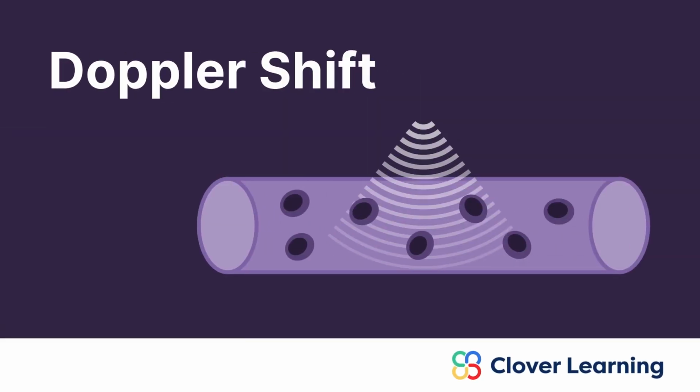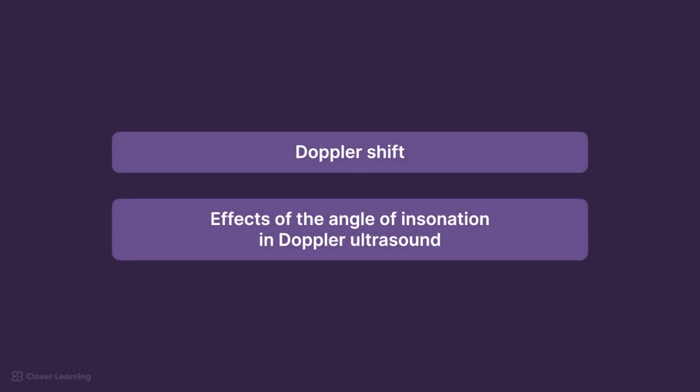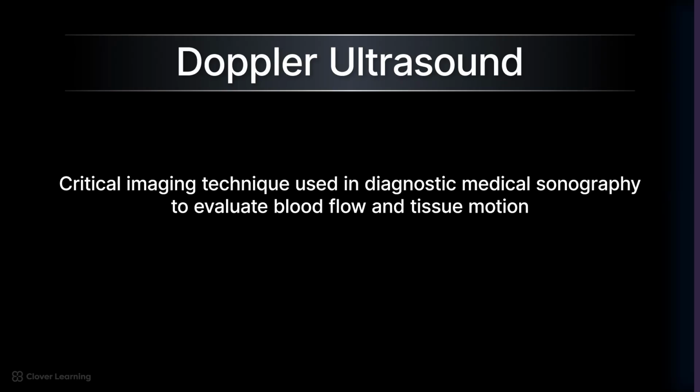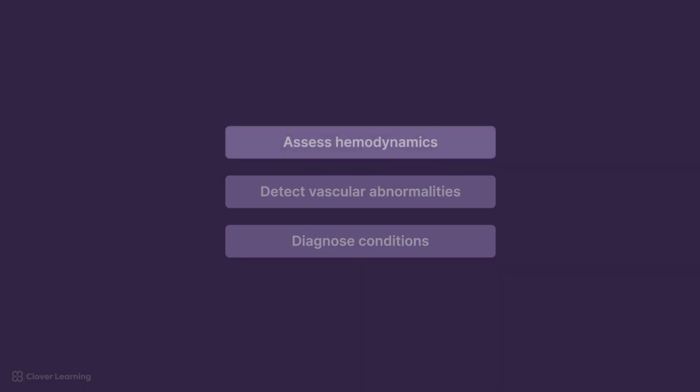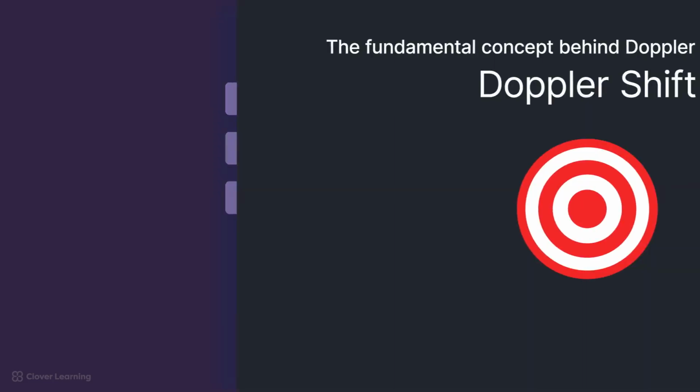Hey everybody, welcome to today's lesson on Doppler ultrasound. This lesson focuses on Doppler shift and the effects of the angle of insonation in Doppler ultrasound. Doppler ultrasound is a critical imaging technique used in diagnostic medical sonography to evaluate blood flow and tissue motion. It allows clinicians to assess hemodynamics, detect vascular abnormalities, and diagnose conditions such as stenosis, occlusions, and deep vein thrombosis.